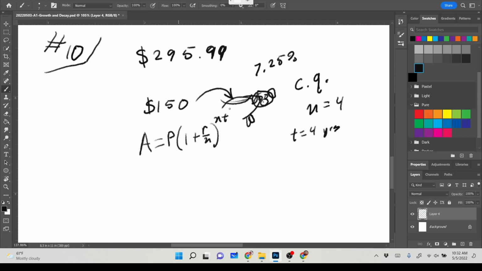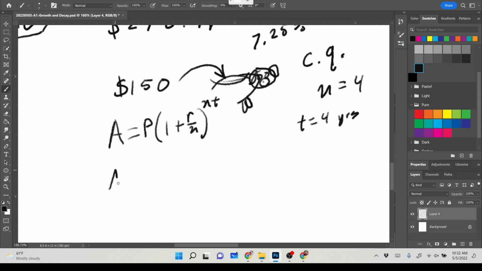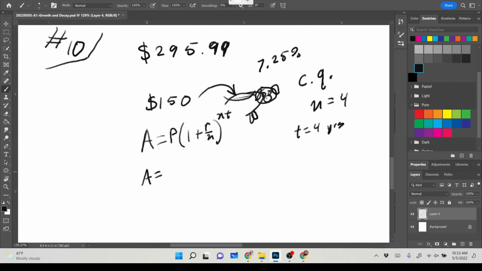Now what? A is going to be 295.99. Nope. That's not what she put in. She put in 150 in the account. Never mind. She's hoping to have $295.99. Did you say it's illegal? What did you say? It's not my job to leave you alone. It's my job to harass you till you learn something about math.